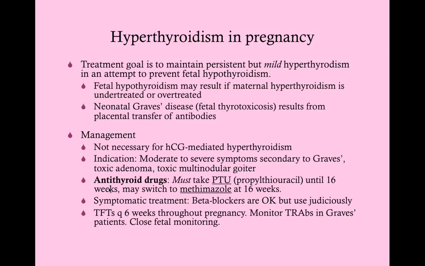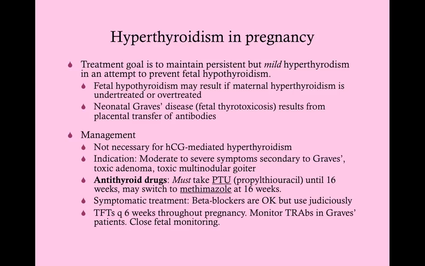The cornerstone of treatment for hyperthyroidism, and for hyperthyroidism in pregnancy, are the thionamides. That is a class of medications which includes PTU, propylthiouracil, and methimazole. Methimazole is how it's commonly referred to, but it's technically carbimazole that is given, and then it's converted in vivo into methimazole, which has antithyroid properties.